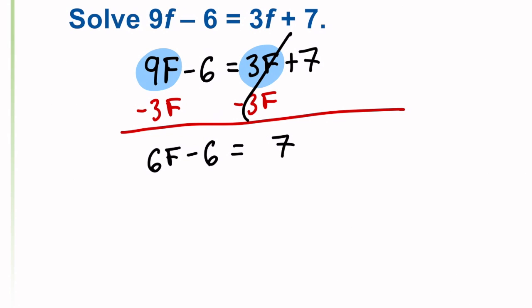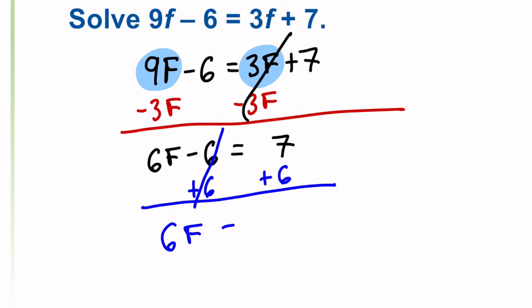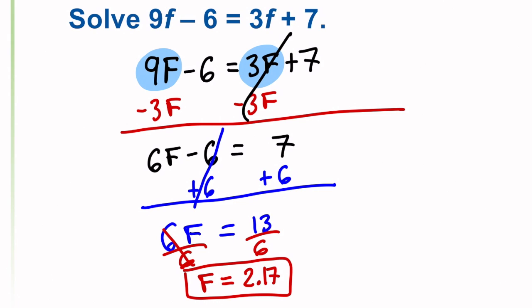Now we are not going to mess with the 6f. We're going to add 6 on both sides. The minus 6 plus 6 cross out because you get 0. Bring down the 6f, bring down the equal sign, and then 7 plus 6 we get 13. Finally, we can divide by 6 to get the f by itself. Divide by 6 on both sides, and cross out the 6 because you get 1. Bring down the f, and then we're going to get a decimal and we'll round it to the nearest tenth. 2.17 will be the answer for this one, and that's it.